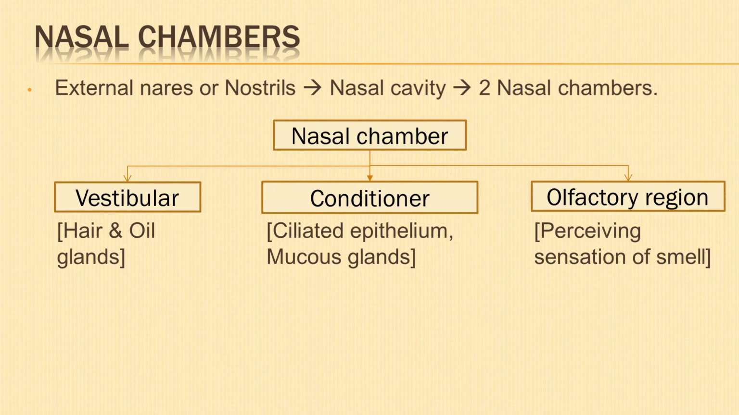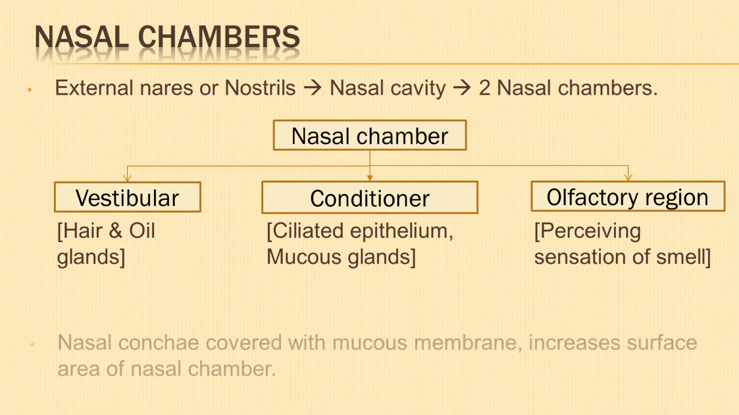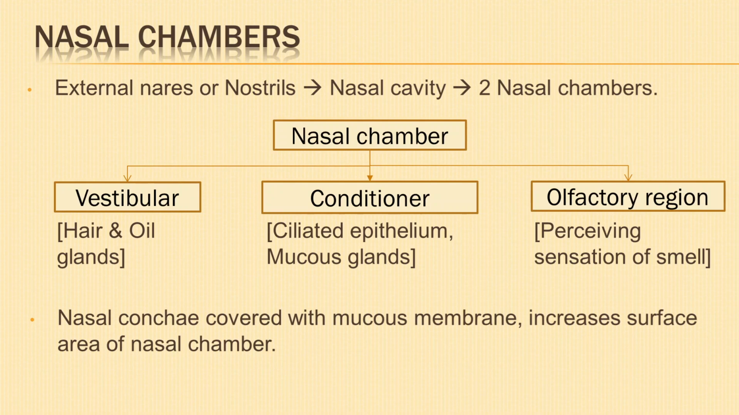The remaining area of each nasal chamber possesses three body projections called nasal conchae, which are covered with mucous membrane and greatly increase the surface area of the nasal chamber. Nasal cavity opens behind into nasopharynx by means of internal nares.